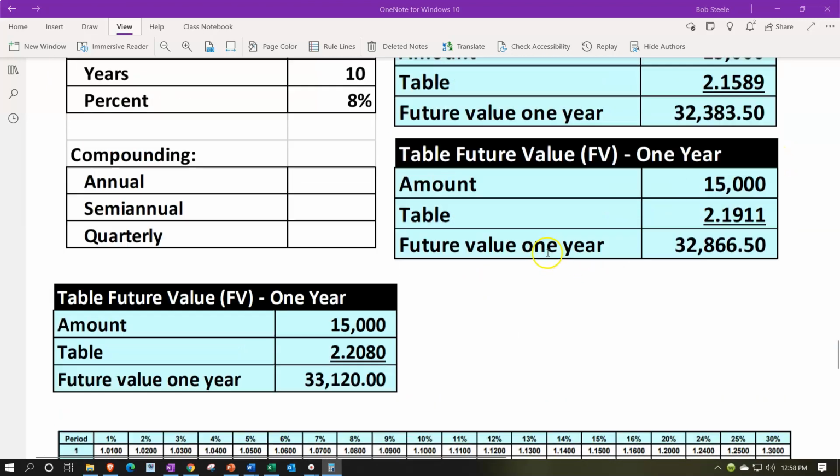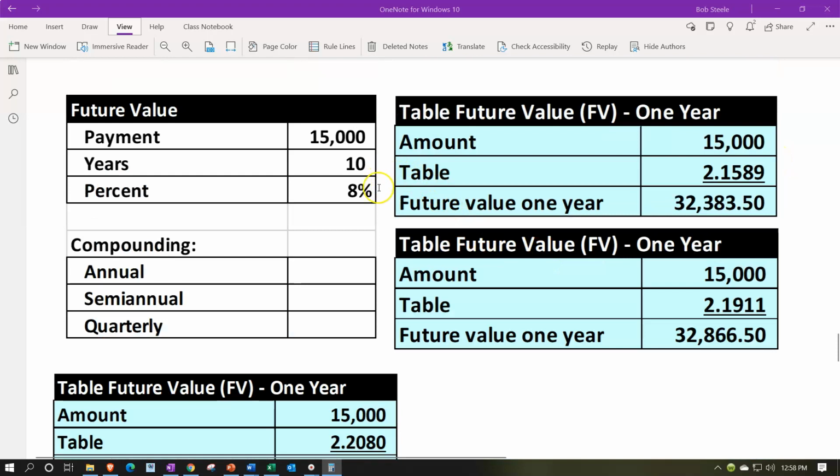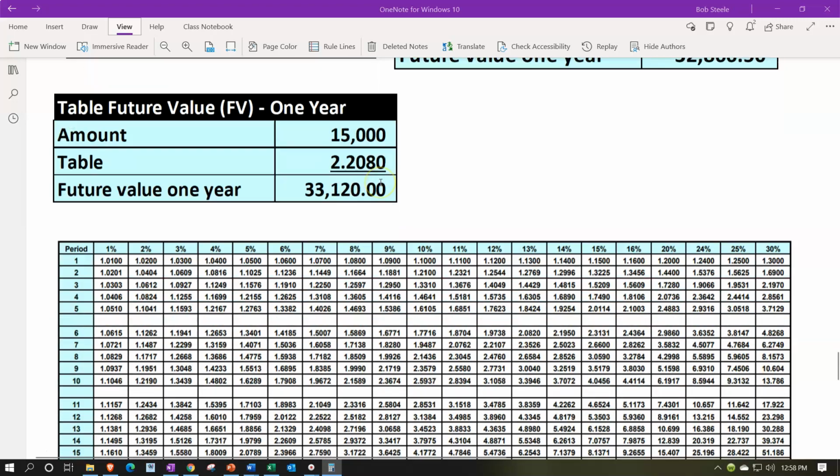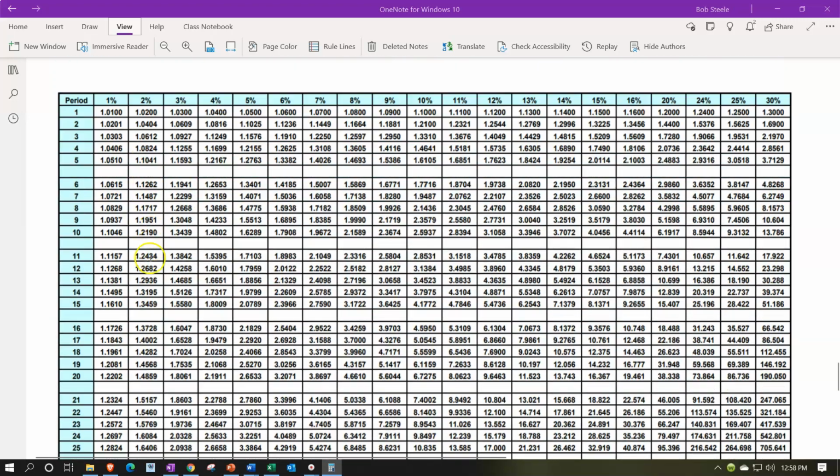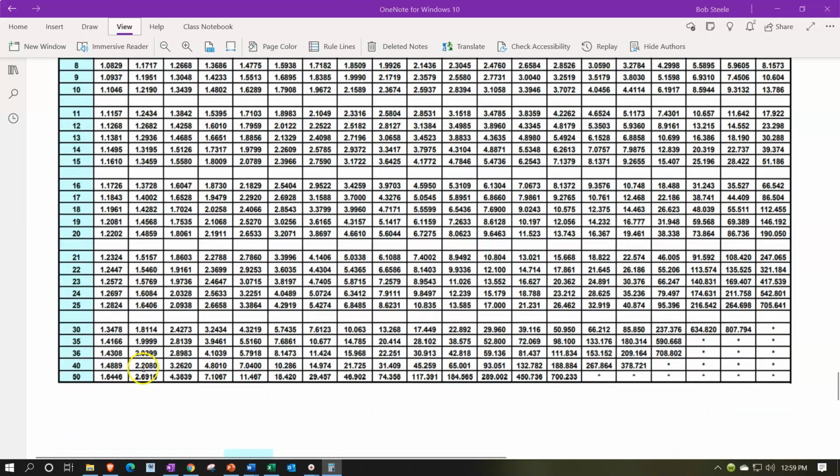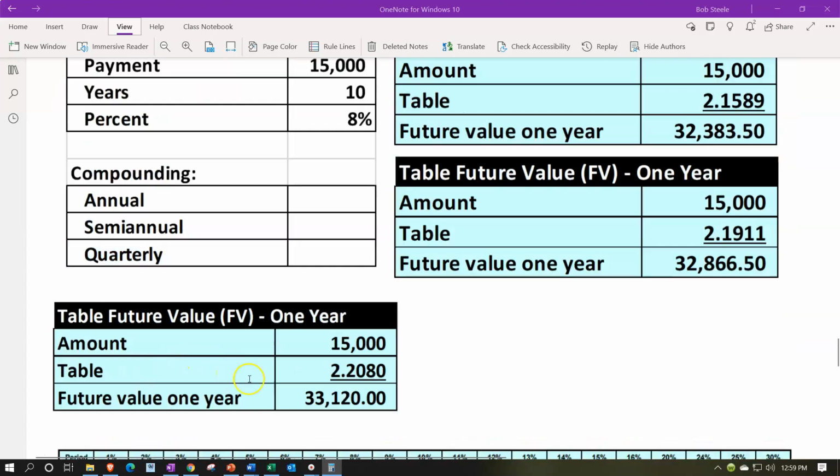And then if it was quarterly, similar kind of thing, I'd say, okay, well now that 8% is a yearly rate, divided by 4 would be 2%, 10 periods. But if it was quarterly, times 4 would be 40. So now we're looking at 2 and 40, 2% and 40. So it'd be 2% and 40, which is way down here, 2.2080. So 2.2080.